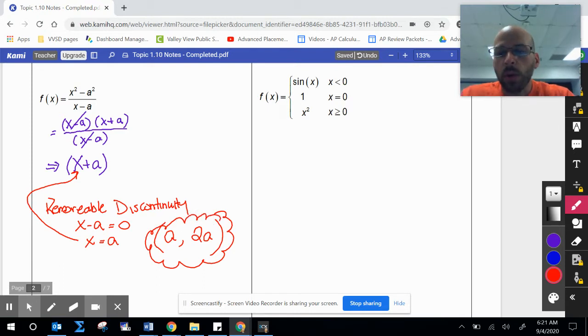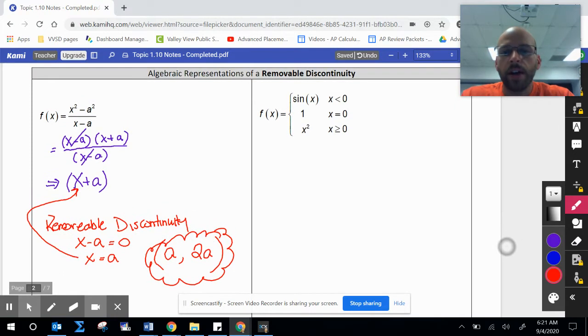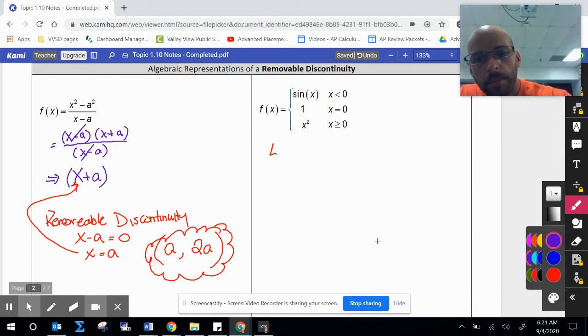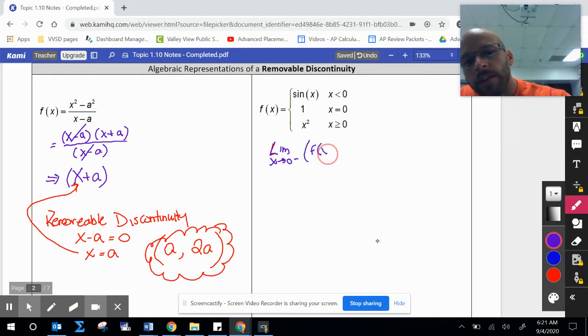Now with a piecewise function, we can still identify if there's a removable discontinuity. So again, the first one was rational. Anytime you can reduce an expression of x, typically you have a removable discontinuity. For a piecewise function, we can still identify if there's a removable discontinuity because I'm going to see that the limit as x approaches 0 from the left of f of x is going to be the sine function. So that's going to be the sine of 0.